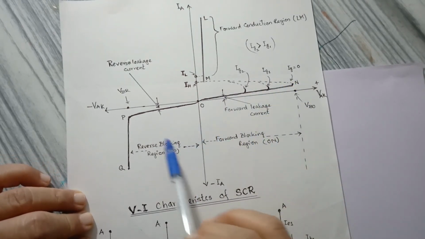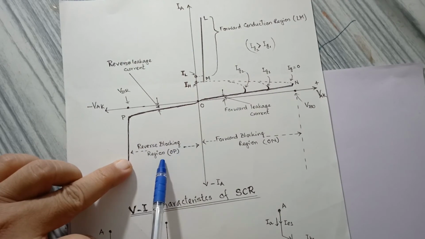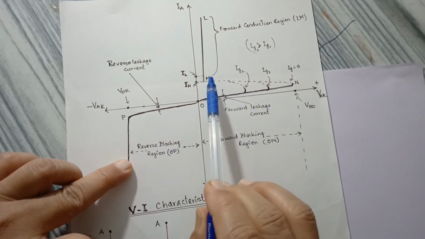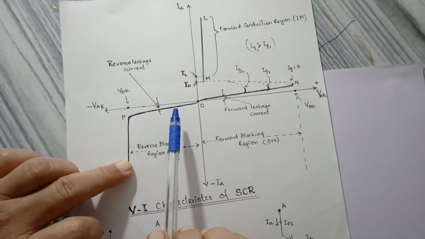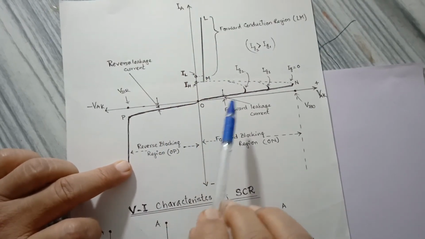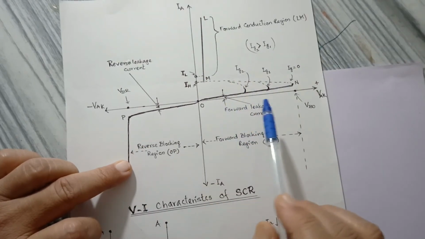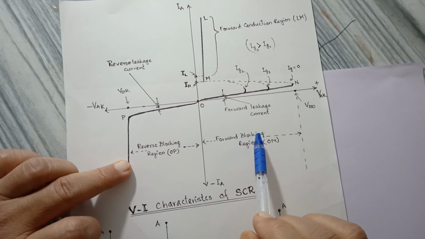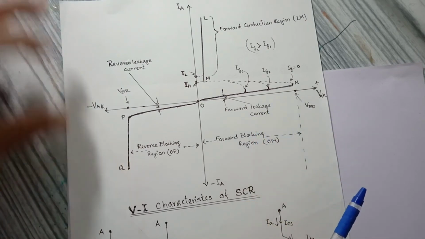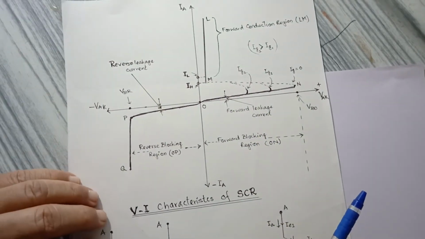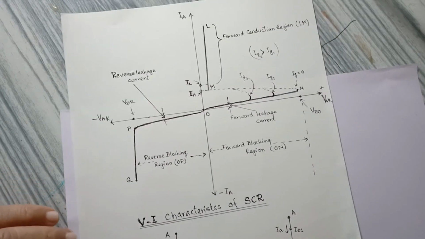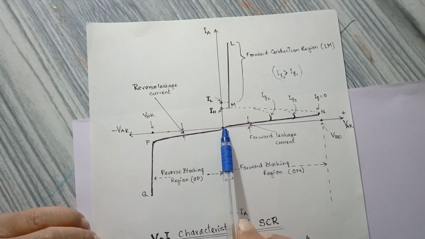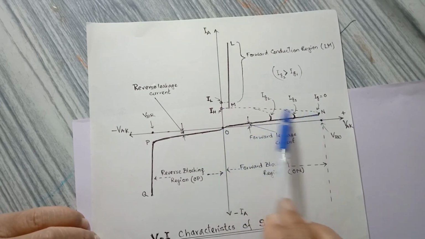So that is very interesting. These are the different operating regions: reverse blocking region, forward blocking region, and then the forward conduction region. So remember that the larger the gate current, the smaller will be the firing voltage. Then I would like to introduce two important terms associated with SCRs. Now look at this forward region characteristics.